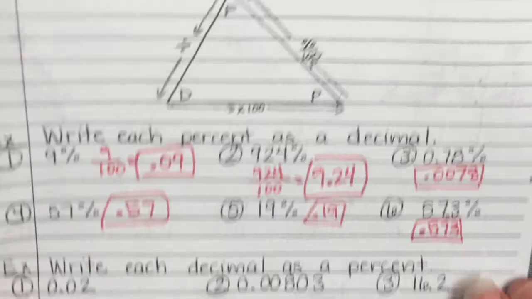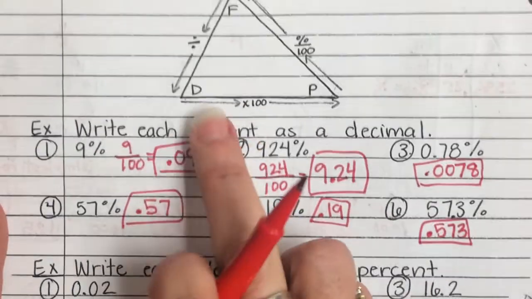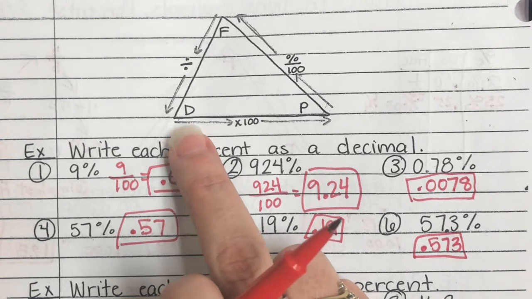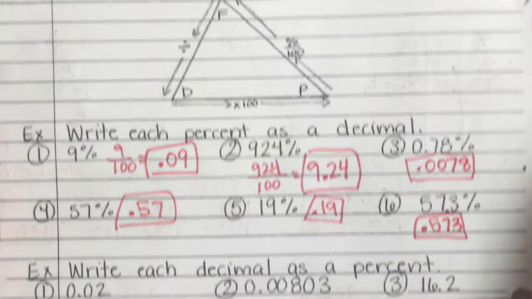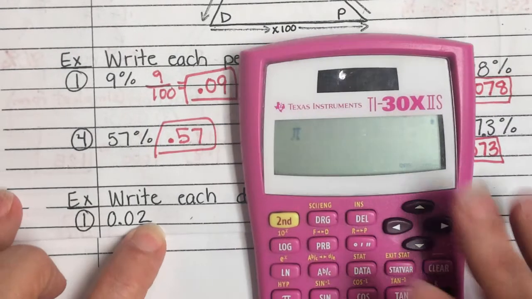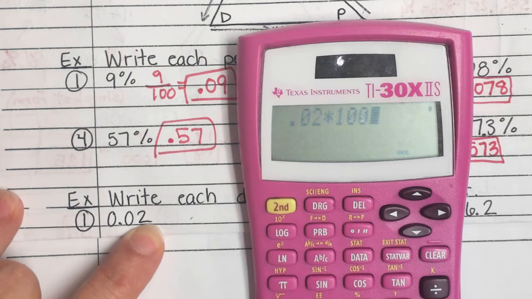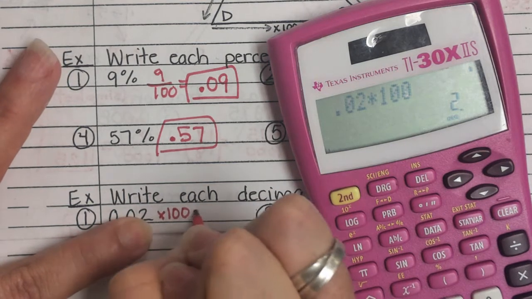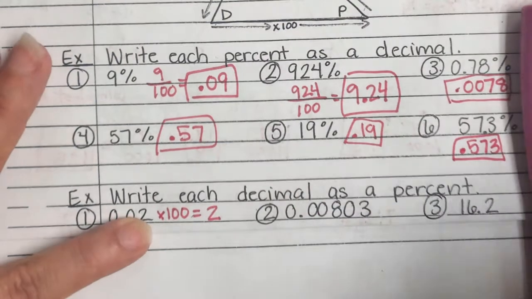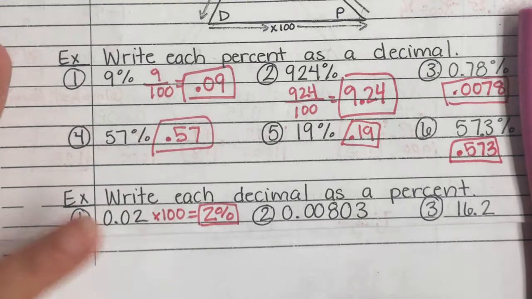Okay, last part, writing a decimal as a percent. Now, this one's kind of easy. To go from decimal to percent, we're just going to do times 100. So, I take 0.02, multiply times 100, and I get 2. But it is 2%.